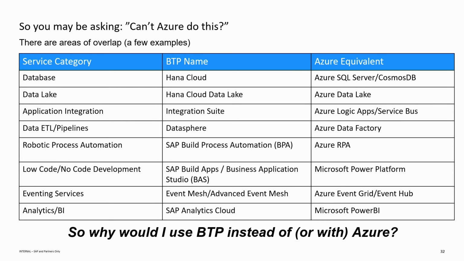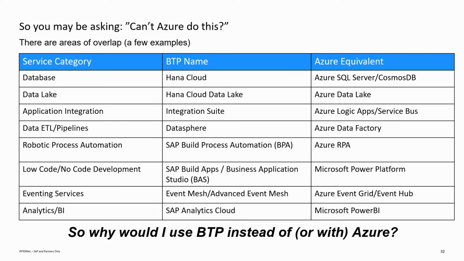But what I want to do is talk about generally what BTP does really well versus what the hyperscaler does really well, or what Azure does really well. If you take a look at BTP services, and I've categorized these in generic terms, right? You look at a database, you look at a data lake, you look at application integration, you look at ETL pipelines, and you look at all the different technologies that are there, there's almost a one-to-one mapping, right, between BTP and some Azure equivalent, right?